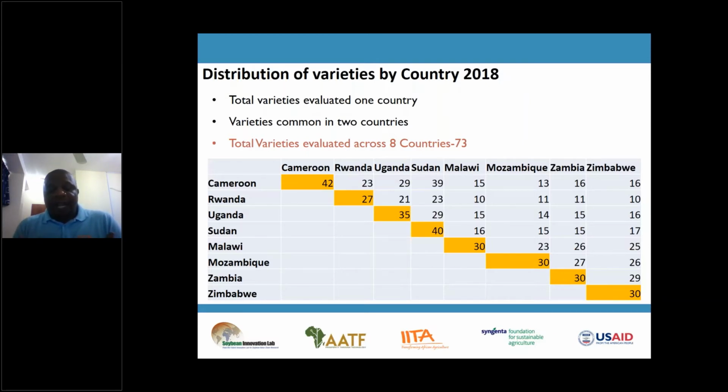It also is useful when we think about the harmonization of the seed regulations, in that if you can register varieties in 2 countries, say in the SADC region, you can sell that variety in all the other countries. So it really helps us in terms of seed harmonization to test the same varieties in 2 or more countries.